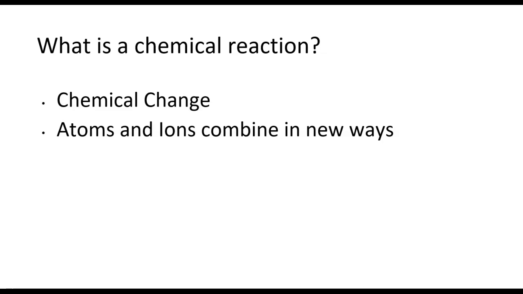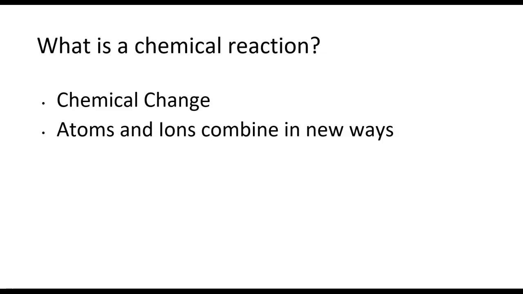Before we take a look at balancing chemical reactions, we need to understand what a chemical reaction is and how do we decide whether something is reacting chemically. A chemical reaction is a chemical change. So that means that atoms and/or ions are going to combine in new ways.